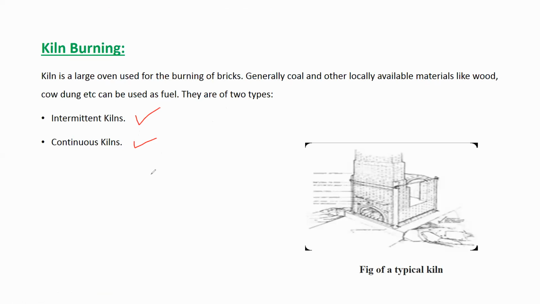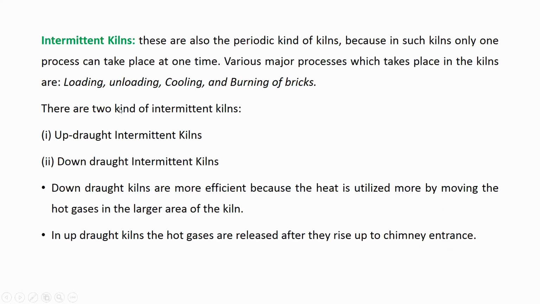So what is kiln burning here? Kiln burning is nothing but a very big and large oven, in which the burning of bricks takes place. In kiln burning also we have two methods, that is intermittent and continuous. So let us see what is this intermittent and continuous.